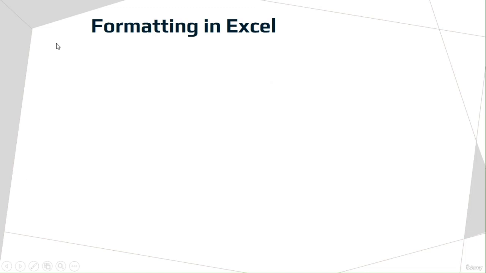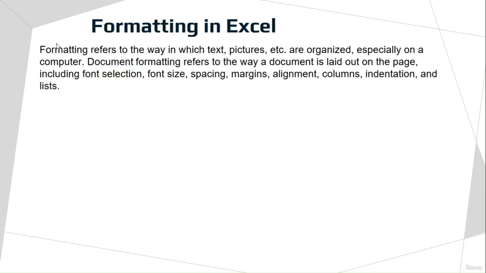For this lesson, we'll be looking at formatting in Excel. Formatting refers to ways in which text and pictures are organized, especially on a computer. Document formatting refers to ways a document is laid out on the page, including the font selection, the font size, spacing, margin, alignment, column, and the list.